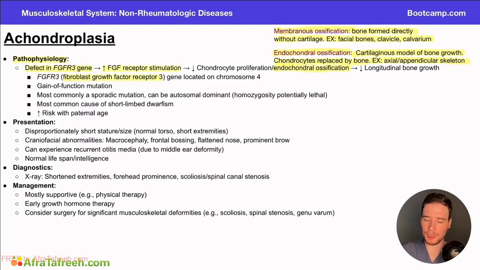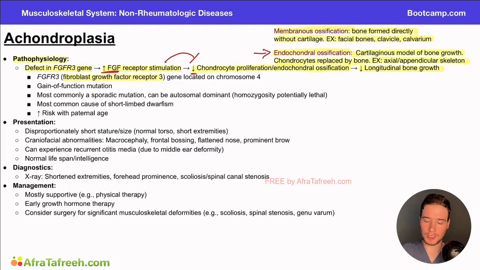And this increased FGF receptor stimulation leads to decreased chondrocyte proliferation and endochondral ossification, ultimately leading to decreased longitudinal bone growth. The reason this is important is because this is kind of unique. It's increased activation, or this constitutive activation of the fibroblast growth factor, that actually inhibits chondrocyte formation. And that is why we get this decrease in chondrocyte proliferation and endochondral ossification. And remember, endochondral ossification is the one that needs the cartilage to actually form. So the cartilaginous bone model growth is going to be affected in patients who have achondroplasia.